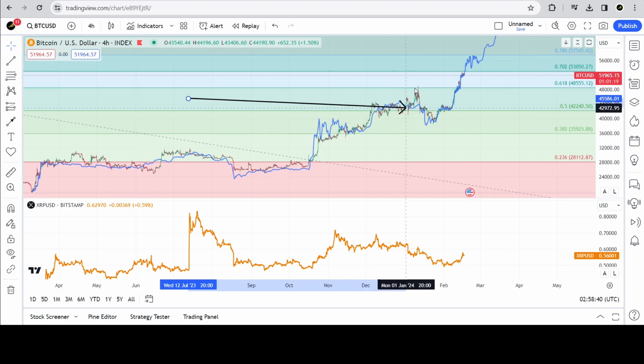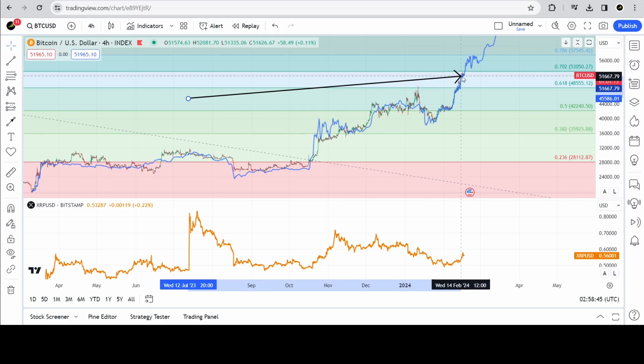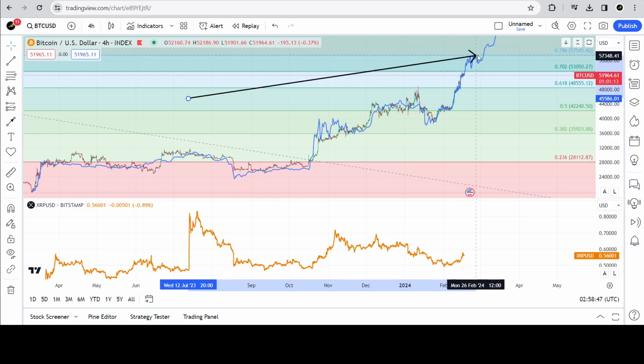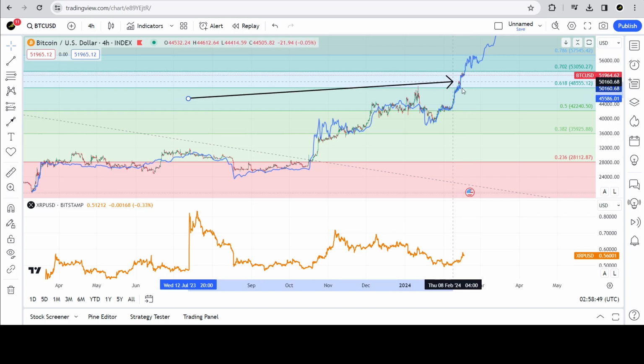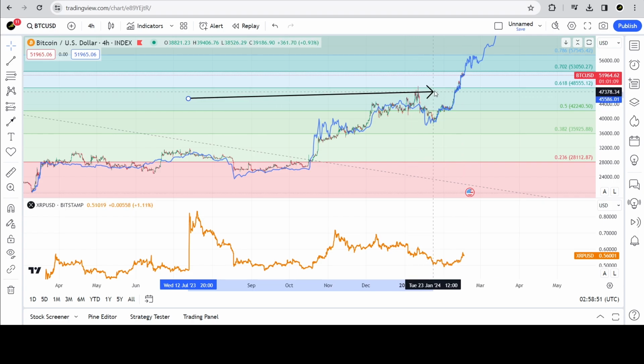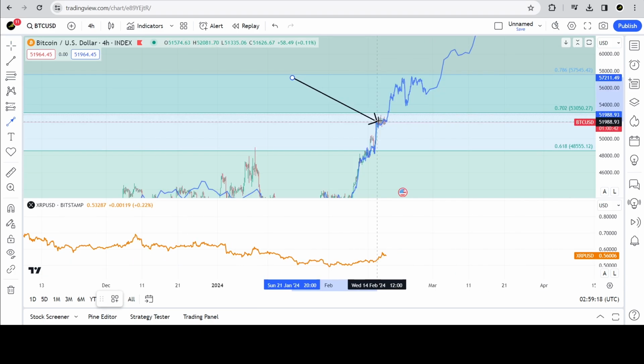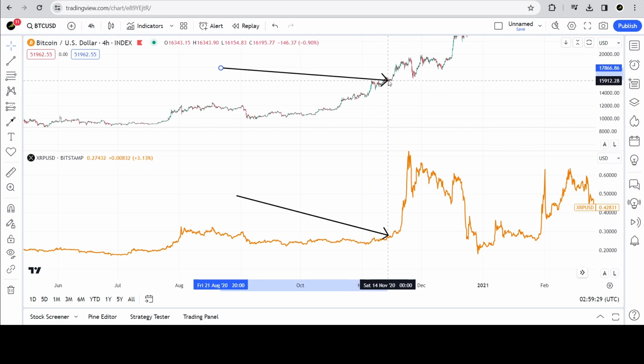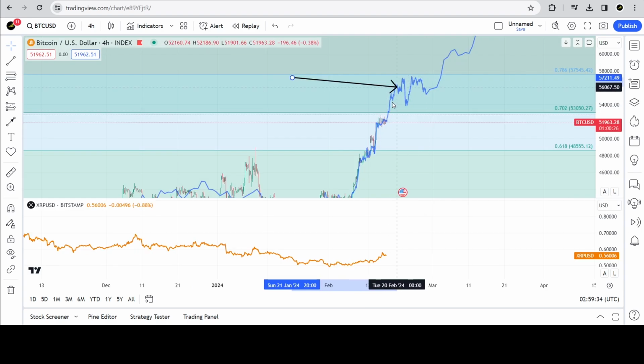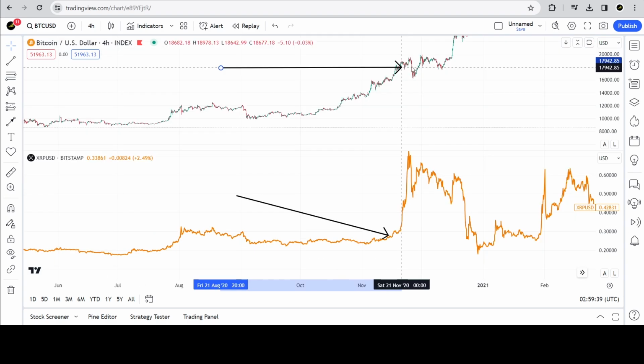I don't normally put fibs on, but I believe it is good just because I think Bitcoin is going to make it past the 0.702. That's the only reason why I'm putting this on here. But as you can see, it has been following this structure. Let's zoom in here a bit closer. So this right here is this right here. This is that two-wave bounce right here.